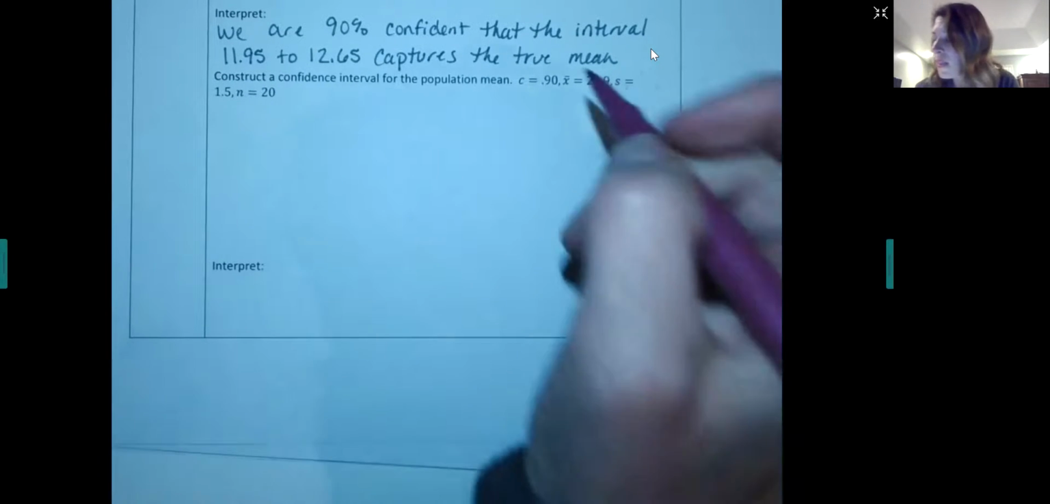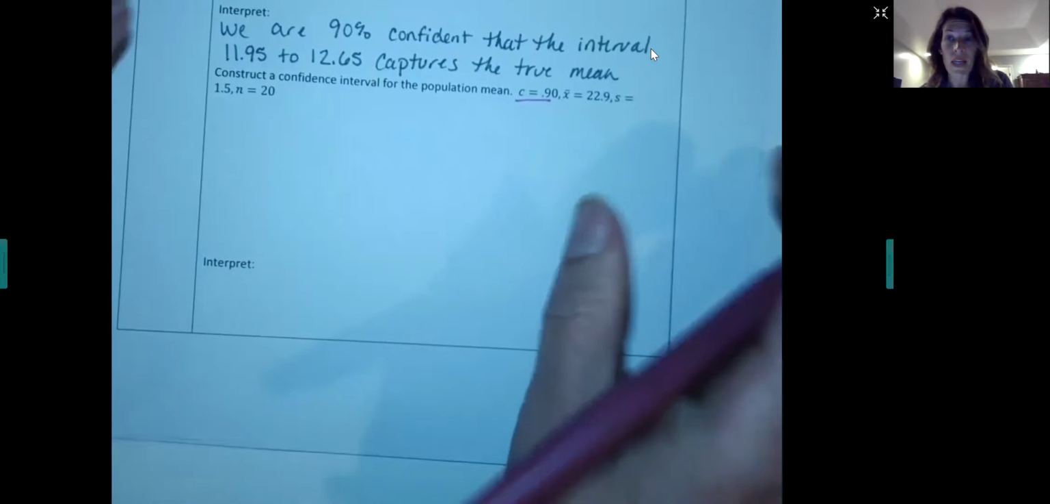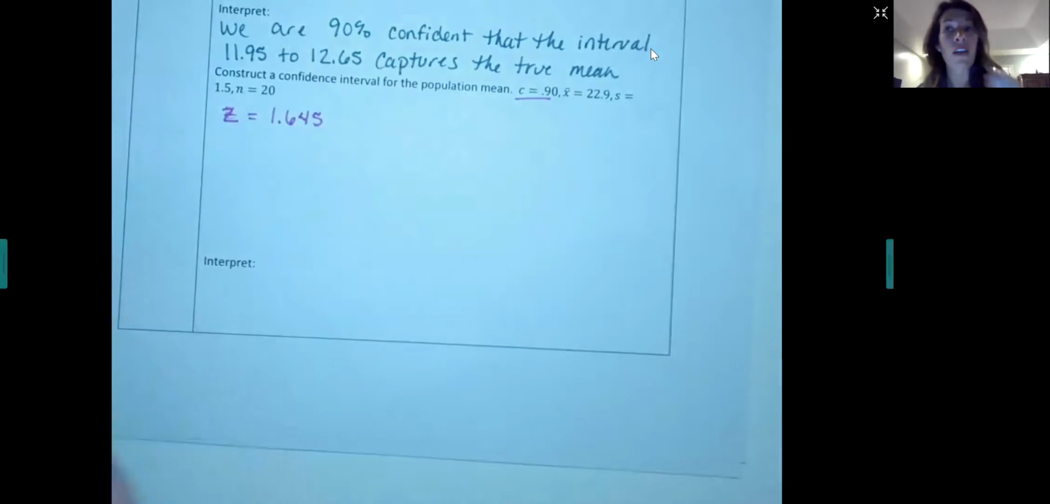We are using the same z-score. We have a confidence of 0.9, which means I have a z-score. I'm going to even write that down for you. A z-score of 1.645. You'll find that on the other side of your notes. Tomorrow we'll find it ourselves. And I have my standard deviation is 1.5, but now the sample size has changed.